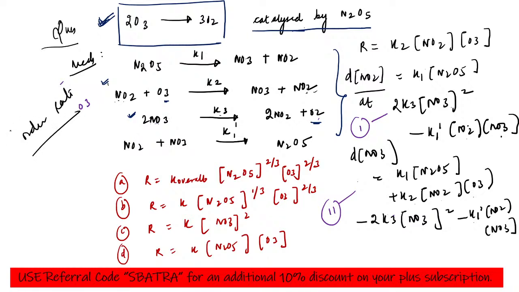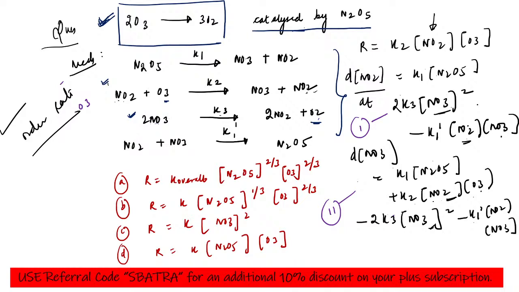Just try this question now and tell me what answer you're getting. You can ignore this step also. You can just equate this value to 0. See, in this term we have NO3 and NO2, and in this term also we have NO3 and NO2, so it's very difficult for us to find the value of NO2. So we can add and subtract both of these, and that would be easier for us to find the correct value.